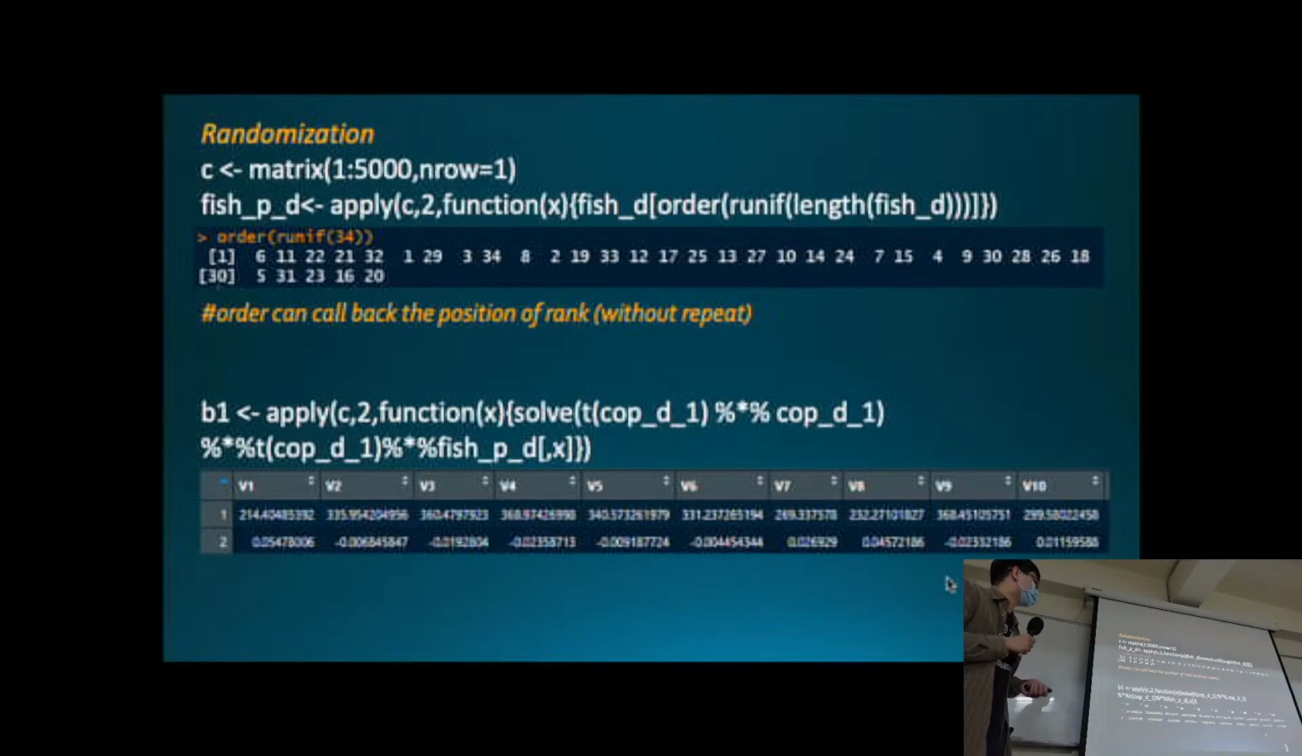And then I randomize 5,000 times. So first I just create a matrix and use the apply function. And here I am shuffling the fish. So I got the order here, so I can shuffle the fish. And then I calculate each of the beta 1, 5,000 times.